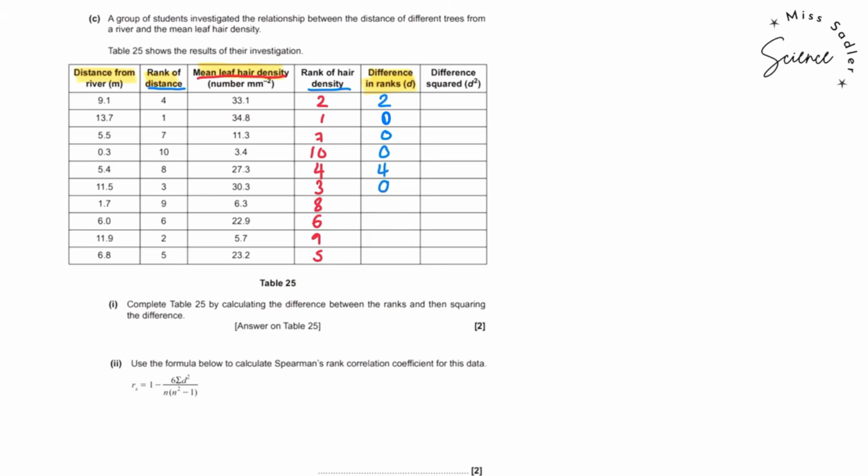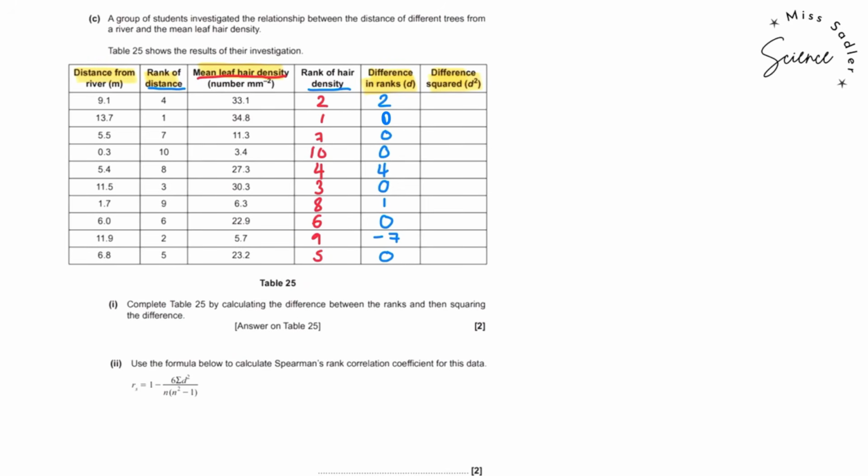3 minus 3 is 0. 9 minus 8 is 1. 6 minus 6 is 0. 2 minus 9 is minus 7. And 5 minus 5 is 0. And then we go through them and we do the difference squared for the next part of our question.